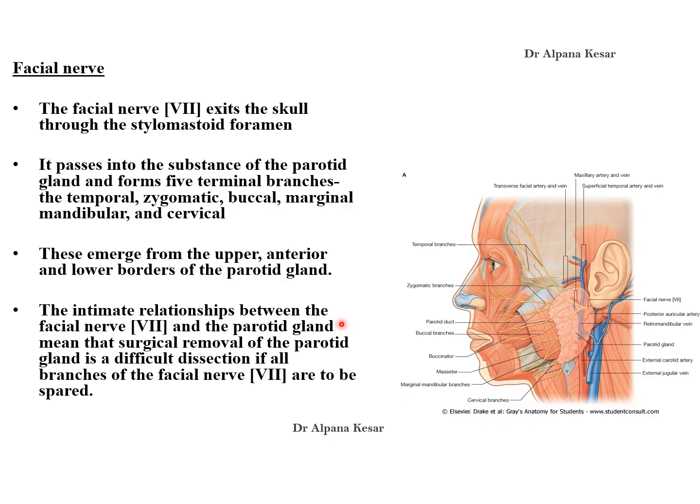The intimate relations between the facial nerve and the parotid gland makes the surgeries of parotid a challenging surgical operation. Malignant tumors of parotid gland may require surgical removal of the parotid gland, which is a difficult dissection as care must be taken not to damage facial nerve or any of its branches. If facial nerve or any of its branches gets damaged, it will result in paralysis of the muscles of the face.